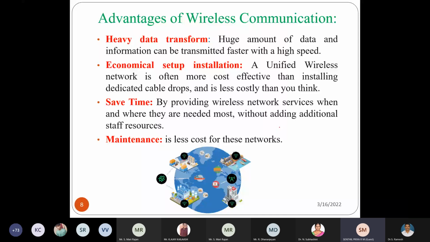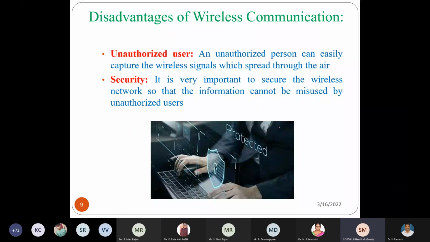Then network maintenance is also low cost, because we are not going for a wiring system. If you go for a wiring system, we have to exchange the wires and identify faults, and the service maintenance is somewhat difficult. But in wireless, we can easily maintain it. Then what are the disadvantages of wireless? Two things: unauthorized use. The signal is spreading through air, so we can easily hack the system. We can easily tune to a particular frequency and identify the information. So security is something lacking in our wireless communication in the current situation. It is one of the challenges to be addressed in future technologies.